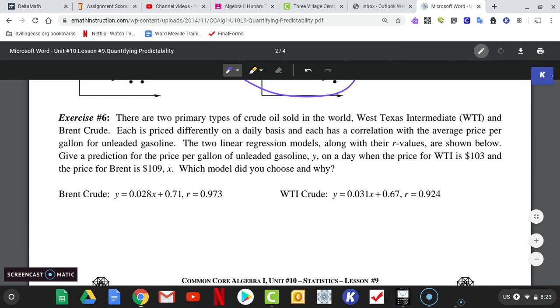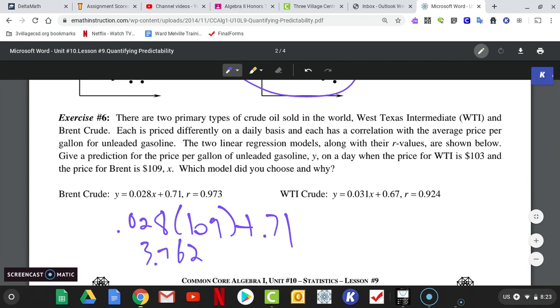Well, if you look at this, if you were to plug in $109 for Brent, so basically I'm doing 0.028 times 109 plus 0.71, you get 3.762, which means $3.76 per gallon.